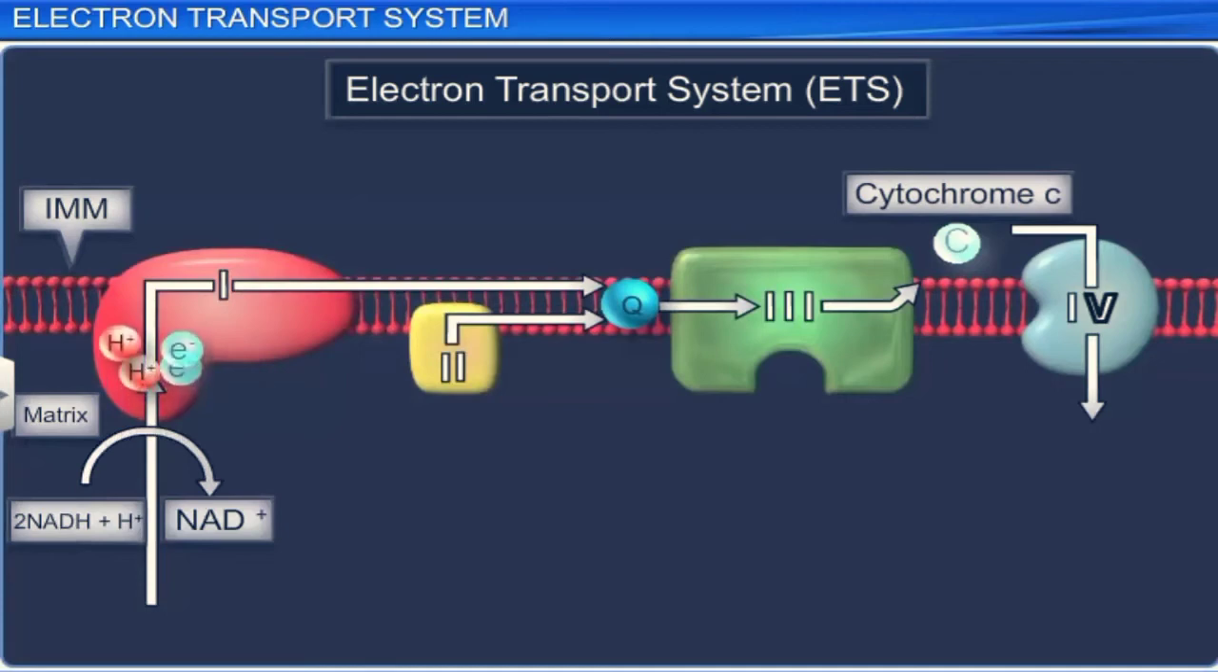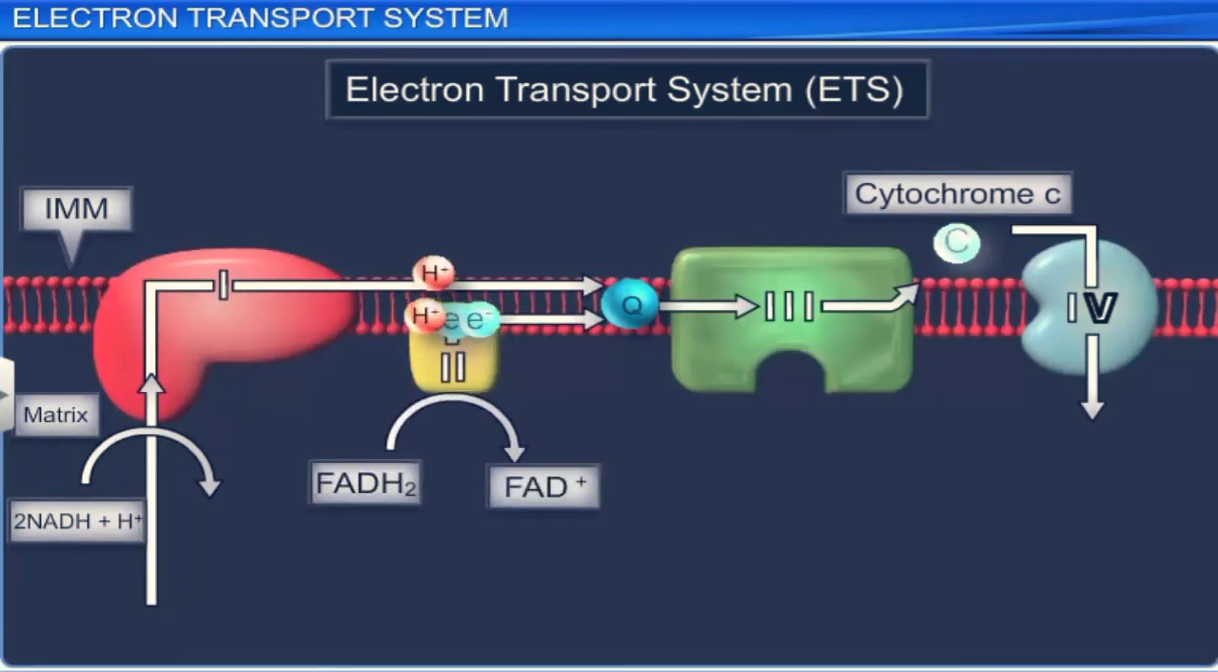Electrons from NADH plus H+ are transferred through complex 1 to ubiquinone, and protons are moved from the matrix of the mitochondria to the intermembrane space. In the same way, electrons from FADH2 are transferred through complex 2 to ubiquinone, and protons are moved from the matrix of the mitochondria to the intermembrane space.